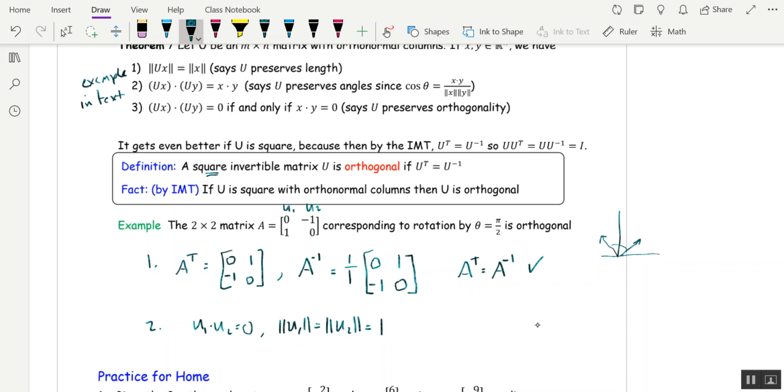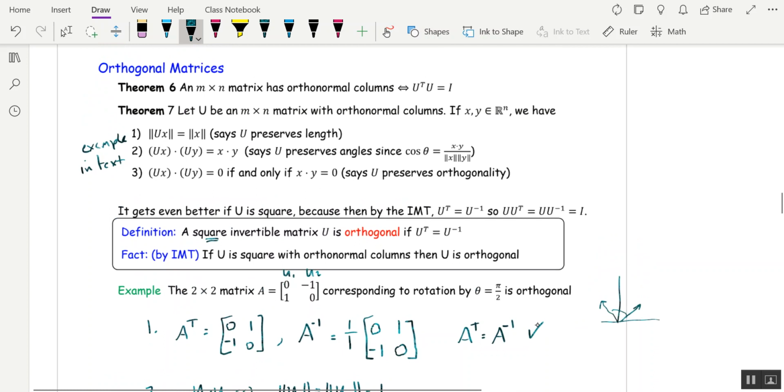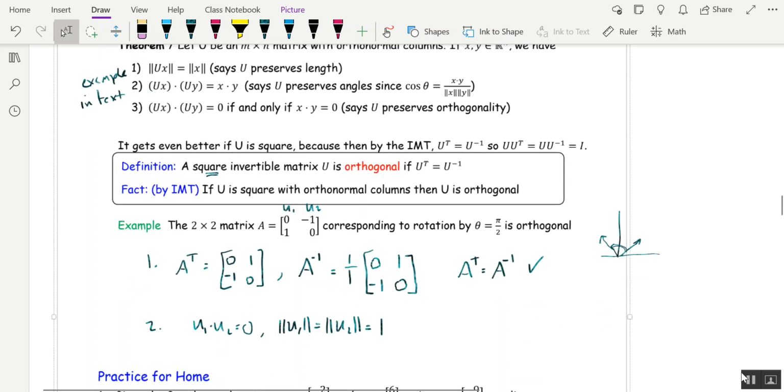And indeed, you can see that these properties in Theorem 7, especially properties 1 and 2, are true. When you rotate a vector by 90 degrees, you preserve its length. The length isn't going to change. And if you take two vectors and rotate them both, the angle between those two vectors isn't going to change. It will stay the same. Okay, and that is the end of this section.